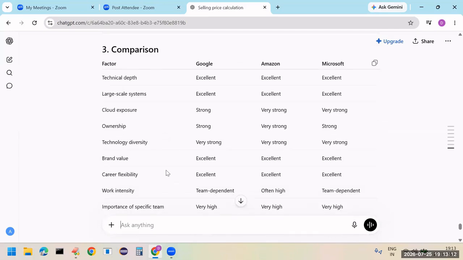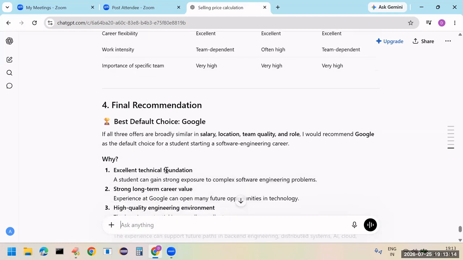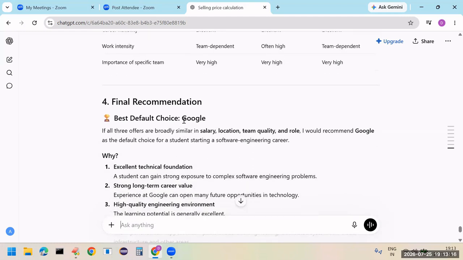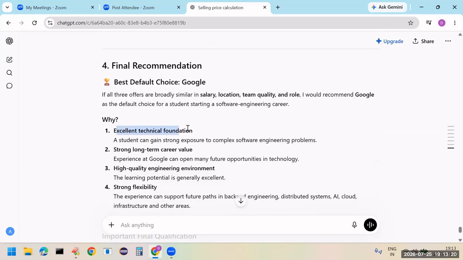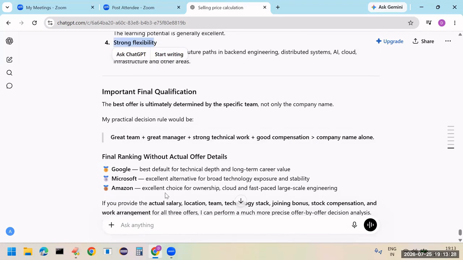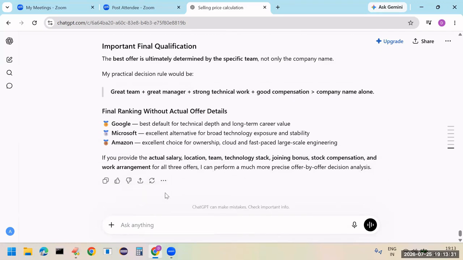Comparison. Have you observed all aspects? Sir, the best default choice is Google. Why? Excellent technical foundation, strong long-term career value, high quality engineering environment, strong flexibility. Have you observed? Clear, friends? Clear.